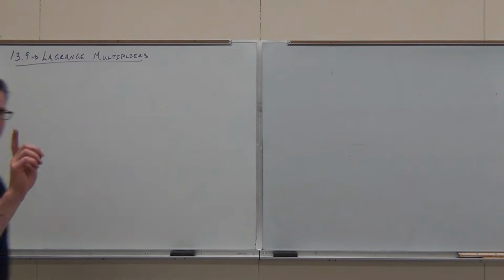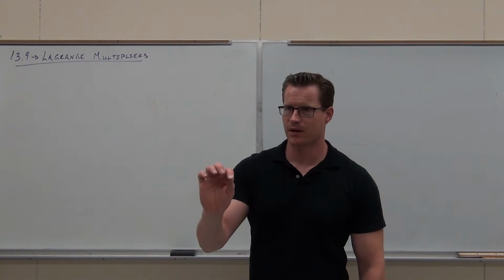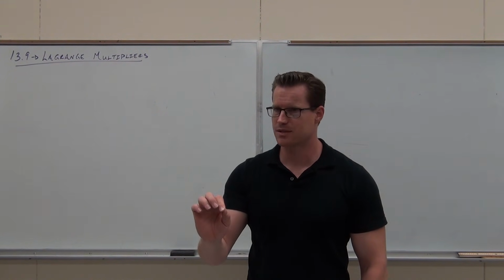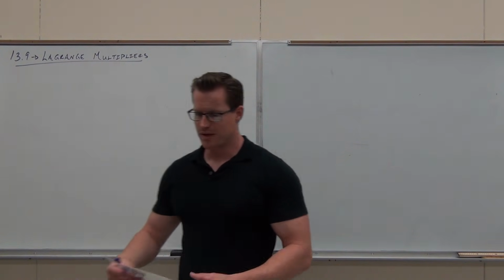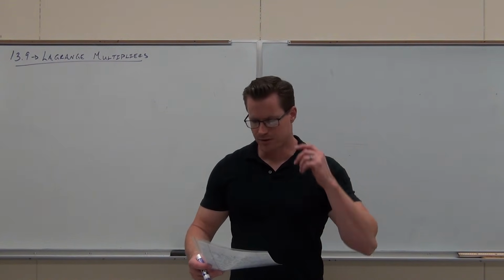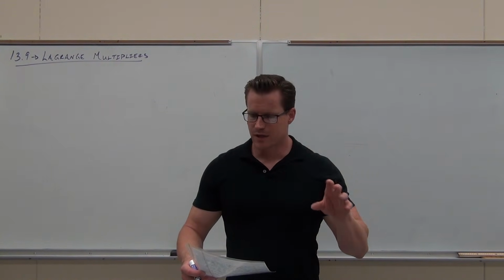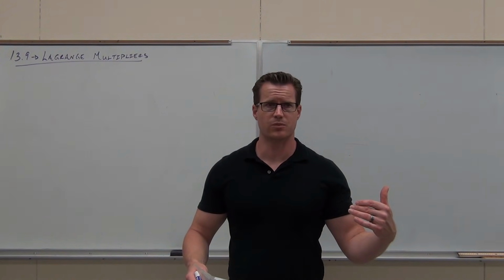We have magic. I'm going to teach you how to do math magic, at least the starting spot of math magic today. It's an amazing concept. It's called constrained optimization, and we're going to learn about something called Lagrange multipliers. We've done unconstrained optimization. It's called absolute max and min. We did it in the last section, 13.8.